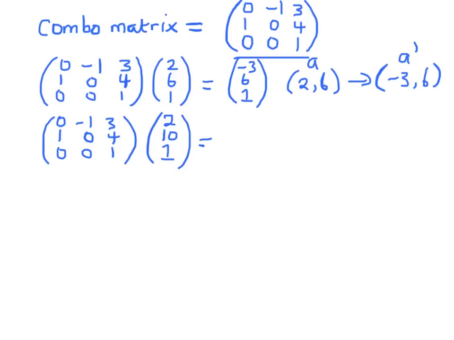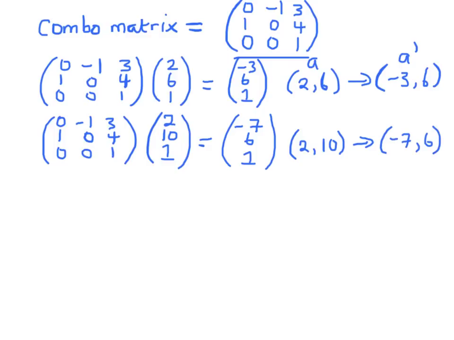And that's equal to, now if I do the multiplication, 0 by 2 is 0, minus 1 by 10 is minus 10, plus 3 is minus 7. 1 by 2 is 2, 0 by 10 is 0, 4 by 1 is 4, 2 plus 4 is 6, and this is a 1. So my B point, which is 2, 10, ends up as being minus 7, 6 once the transformation is applied to it. So this is my B point and this is my B dash point.